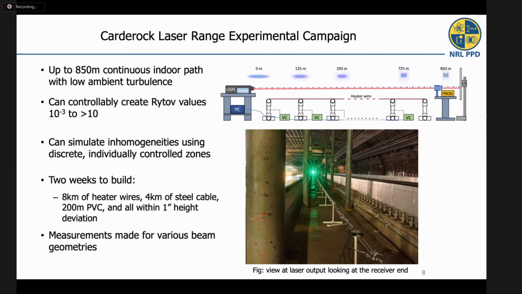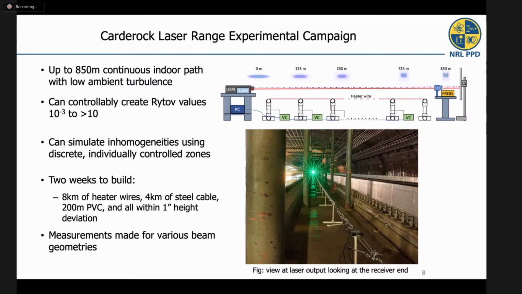The turbulence generator itself, we could generate turbulence from 10 to the -3, which is really quite low turbulence, and then all the way up to 10, which is very high. The neat thing we can do as well is, due to power constraints, we had to break the turbulence generator up into 12 individual zones that we control remotely. So we could create inhomogeneities in the distribution of the turbulence. For instance, like Martin mentioned, we could look at paths in which we would be going up in the upper atmosphere and looking at where turbulence tends to fall off as you move away from ground level.